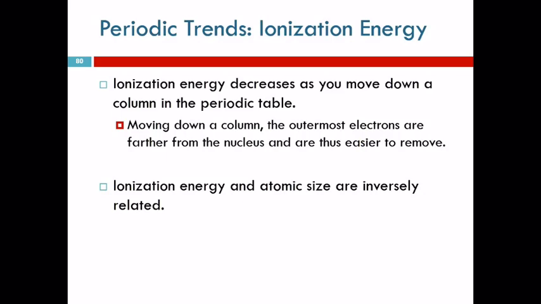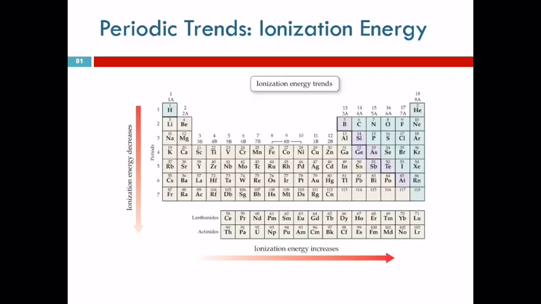Ionization energy decreases going down and increases going across. They are inversely related. There's the periodic table. So the ionization energy decreases as we go down. The atomic size got larger. Larger atoms are easier to take electrons off of. As we go across, atomic size gets smaller, ionization energy increases.